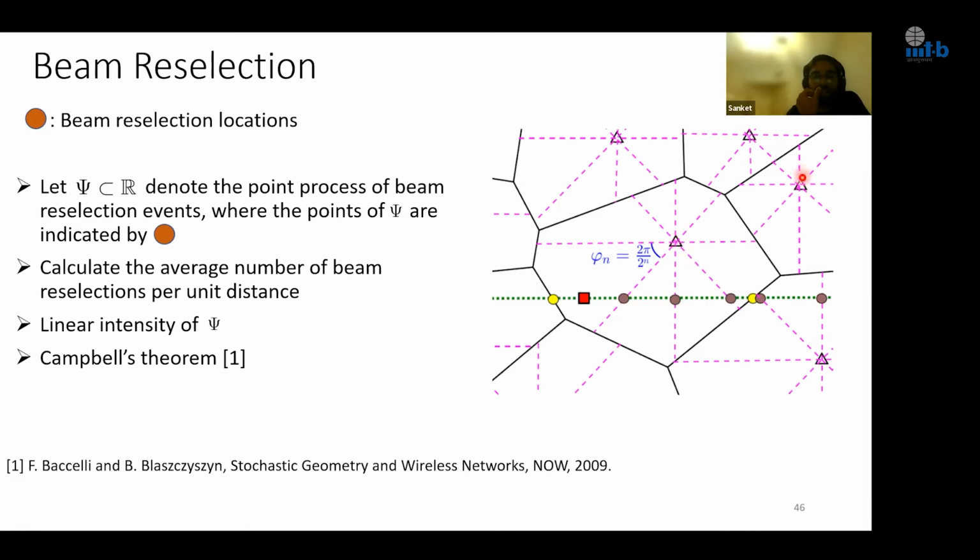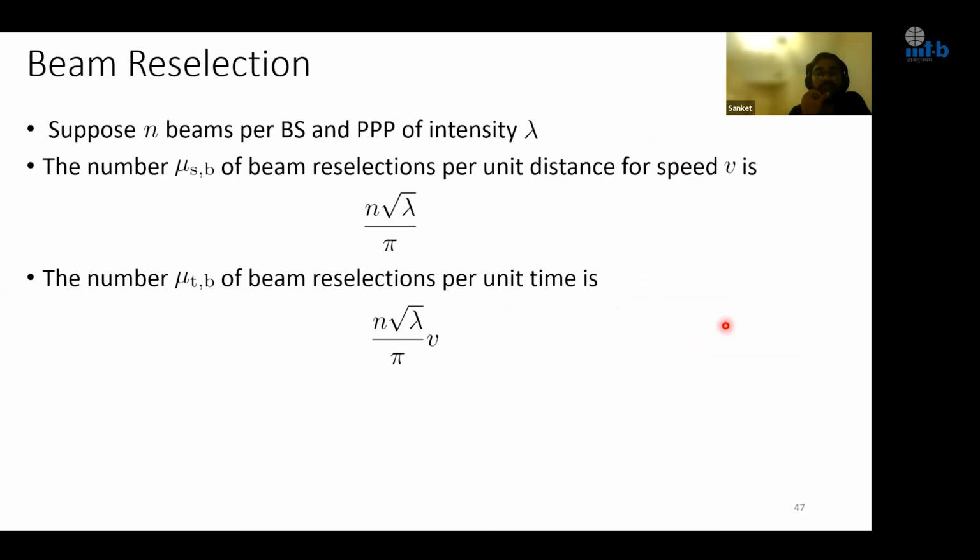So it is important to calculate the average number of beam reselections per unit distance, which can be modeled as another point process. You characterize each crossing as a point, which leads to another point process. And we can use some tools from stochastic geometry, such as Campbell's theorem, which I will not go into, to calculate the average number of beam reselections per unit distance. If you do the analysis, suppose there are n beams per base station and lambda base stations per unit area, the number of beam reselections per unit distance, for a user moving at speed v, is given by this simple expression.